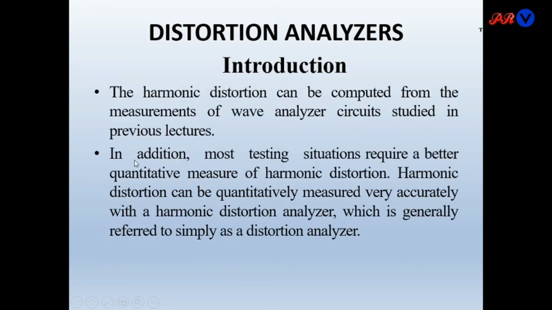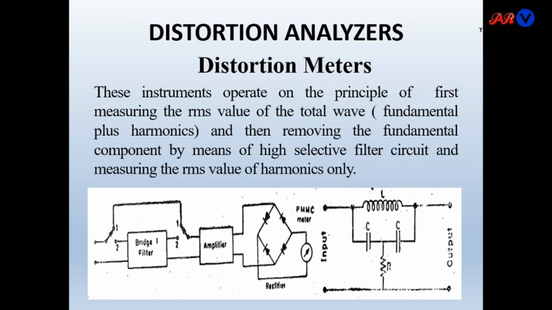The second method is, in addition, most testing situations require a better quantitative measure of harmonic distortion. Harmonic distortion can be quantitatively measured very accurately with a harmonic distortion analyzer, which is generally referred to as a simple distortion analyzer. Let us discuss this analyzer. So, this analyzer is known as the distortion meter.